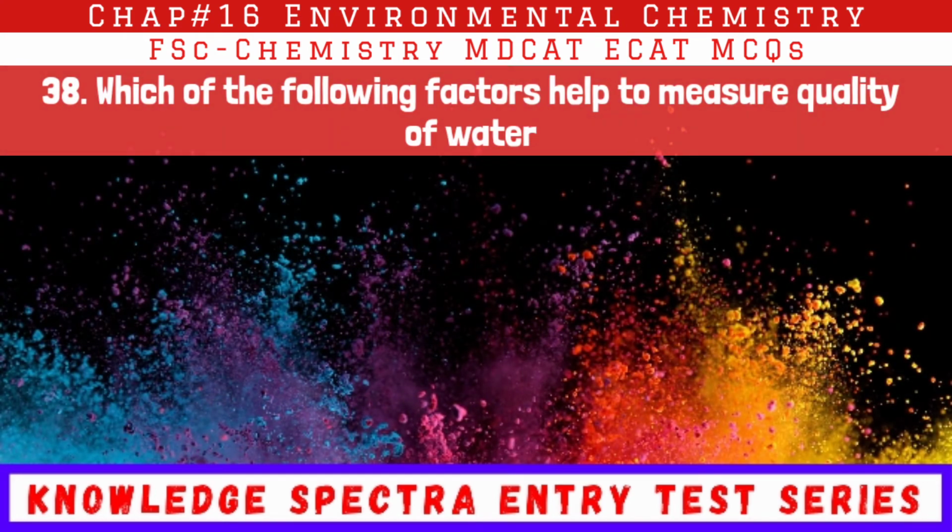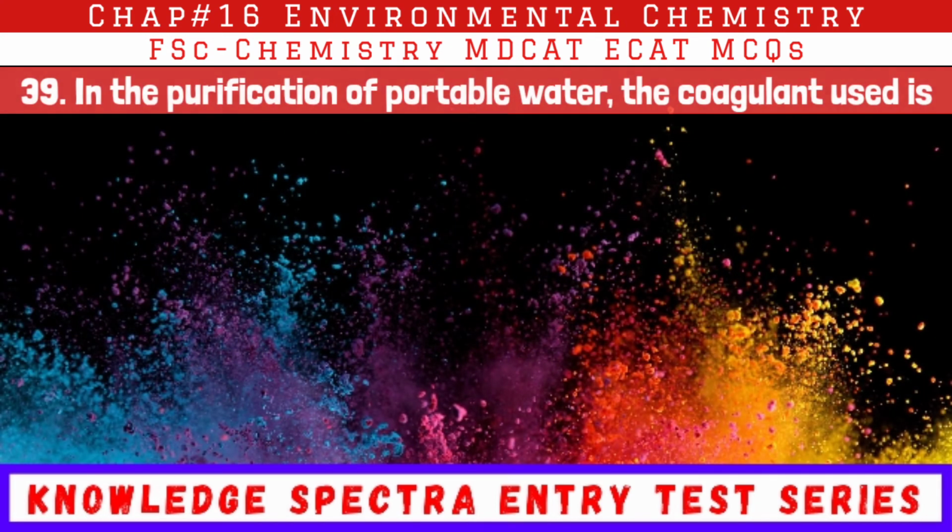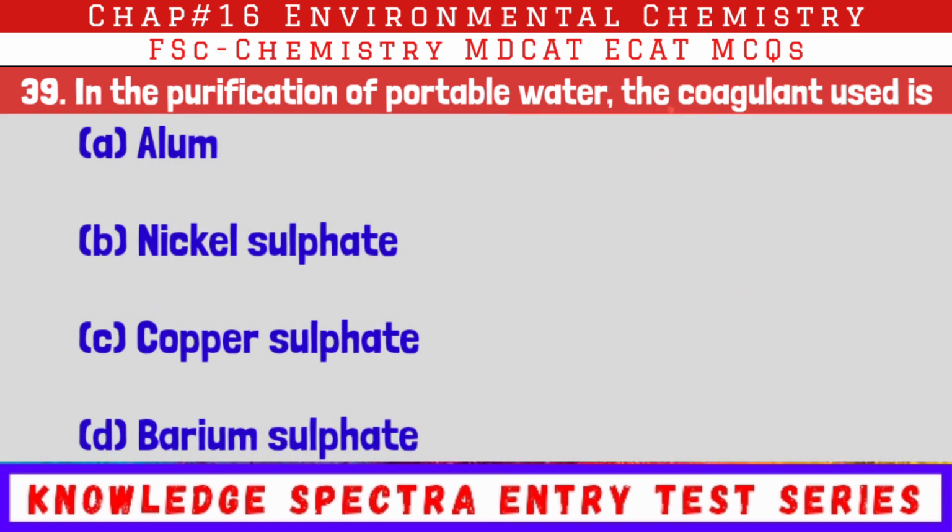38. Which of the following factors help to measure quality of water? A. Oxygen demand OD. B. Biochemical oxygen demand BOD. C. Chemical oxygen demand COD. D. All of the above. Correct answer is D. All of the above. 39. In the purification of potable water, the coagulant used is A. Alum, B. Nickel sulfate, C. Copper sulfate, D. Barium sulfate. Correct answer is A. Alum.